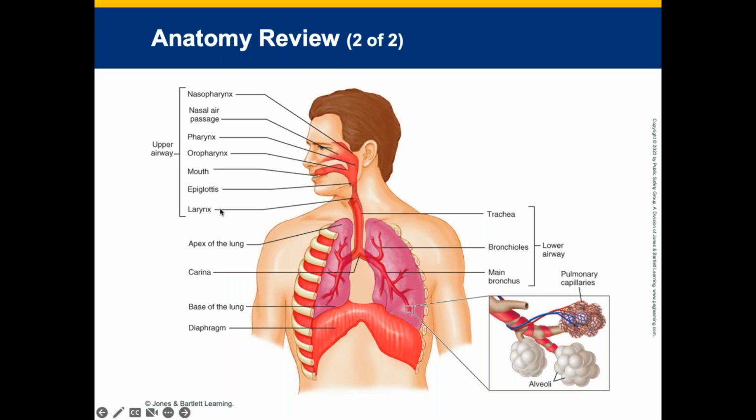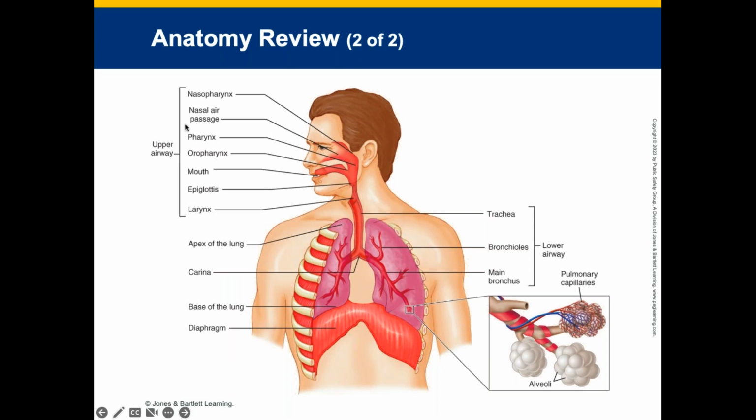So our asthmatics, our COPDers, things like that, our CHFers, that's all going to be lower airway issues. Our anaphylaxis, our croup, things like that, epiglottitis, things we're going to run into for pediatrics, that's all going to be upper airway, right?